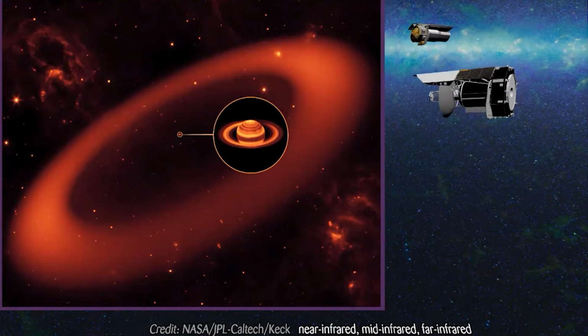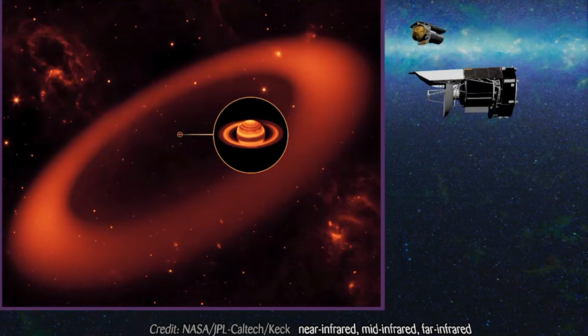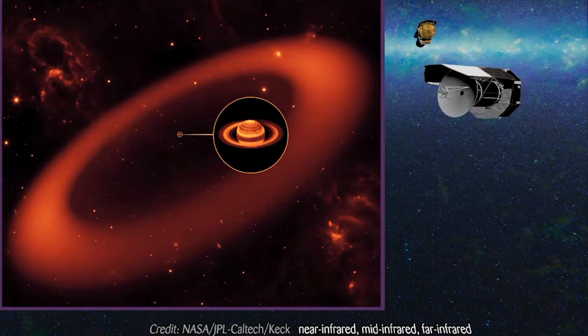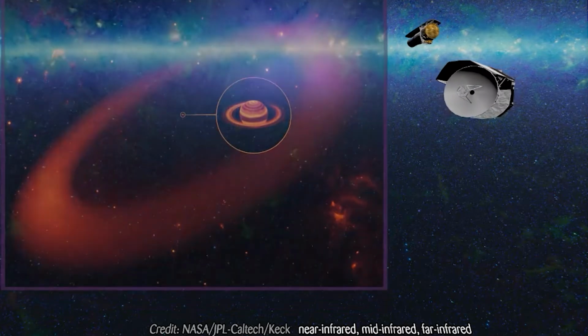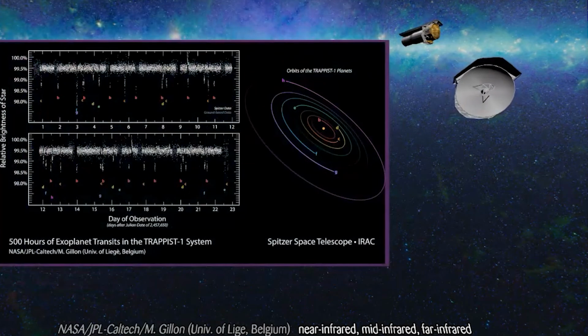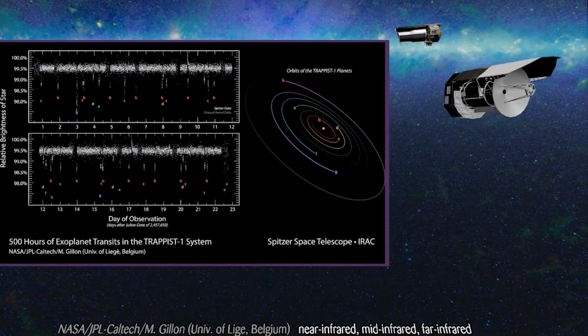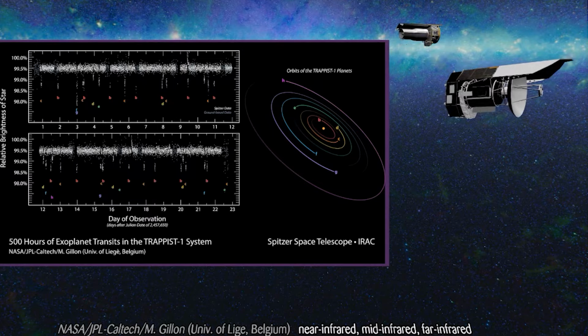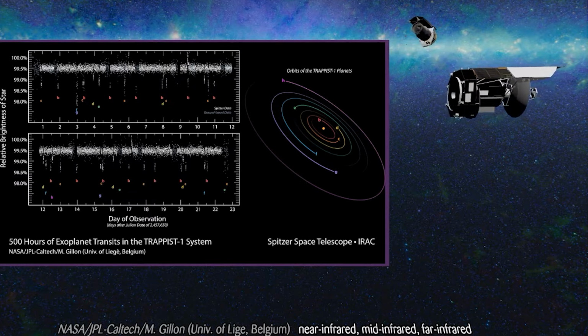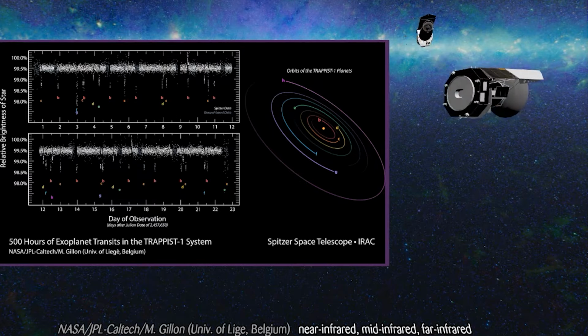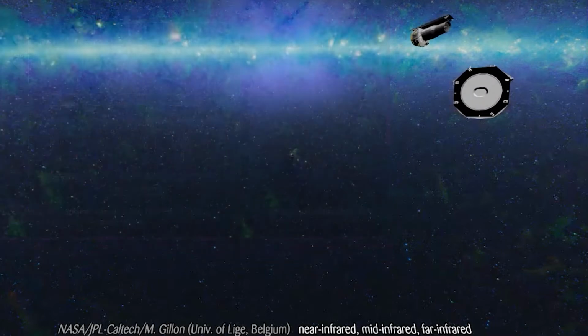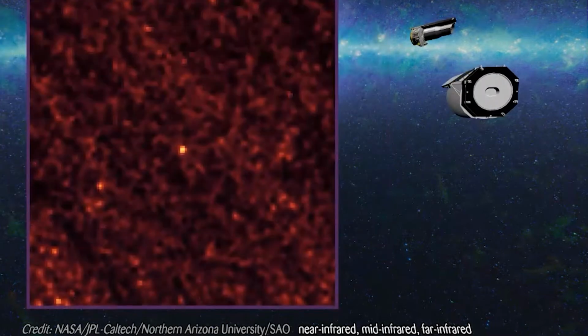One of the Spitzer Space Telescope's famous discoveries was this new ring around Saturn. It's made of dark dust that optical telescopes can't see, but it's visible in infrared light. One of Spitzer's most famous discoveries is probably the 7 transiting exoplanets around the red dwarf star TRAPPIST-1. Some of these planets are going to be great targets for JWST to search their atmospheres, if they have any, for molecules like water or oxygen or methane that might hint at a habitable atmosphere.